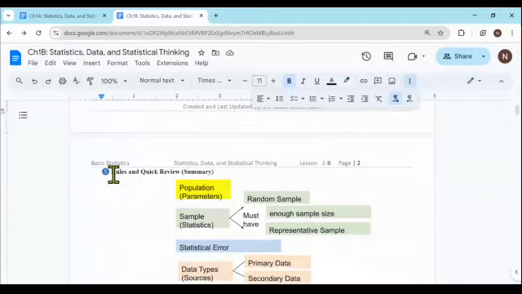Now I'm going to start with rules and quick review, which is like a summary of the entire list. Just a few minutes, okay?